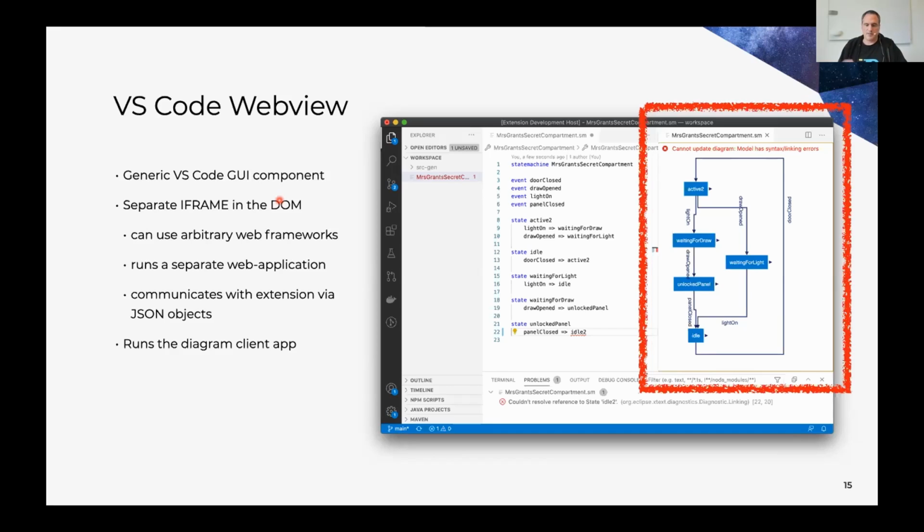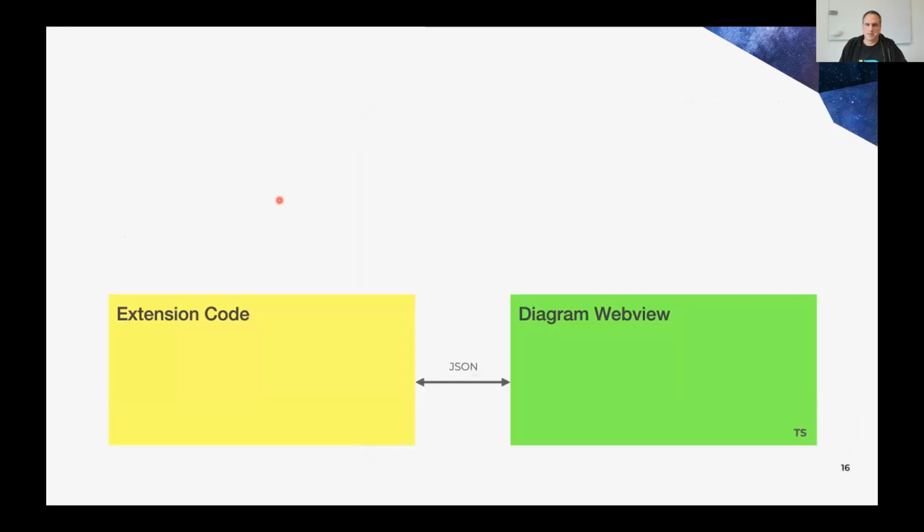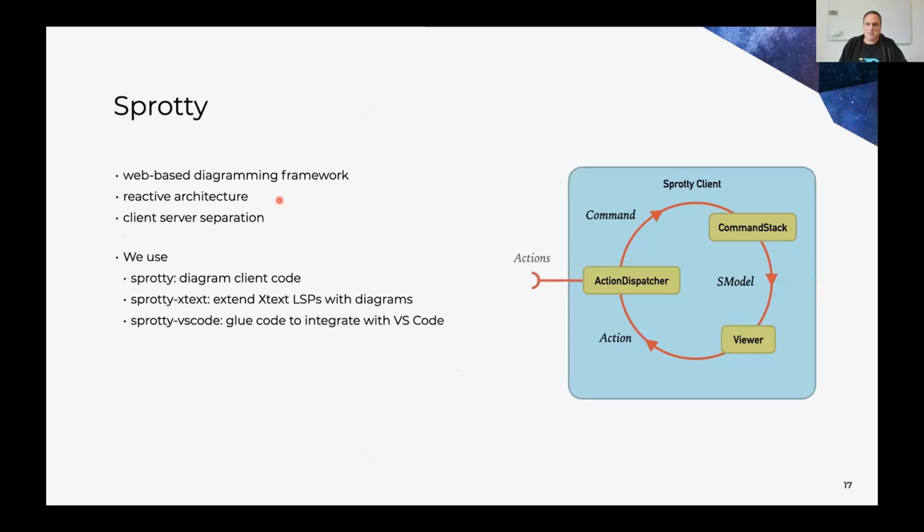But within the WebView, you're completely free how to implement that. It's just an HTML page, so you can add JavaScript stuff and so on. But how would I specify a diagram in that? We would use the Sprotty framework in this talk, and that is a web-based diagramming framework, also hosted at Eclipse.